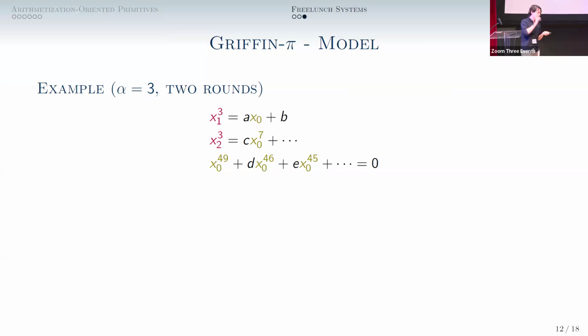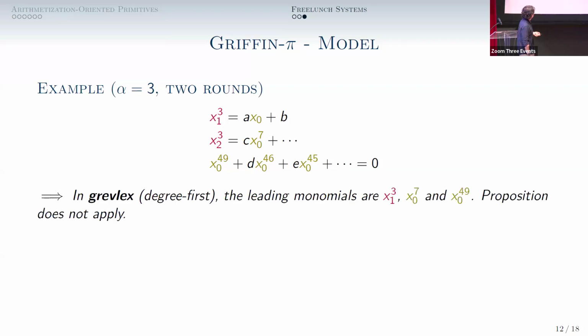Here's an example. So this is Griffin for 2 rounds now. So you have 2 equations that are like x1 cube equals something, x2 cube equals something, and then the last equation, which is x0 to the something equals 0. Now, the idea is if you use Revlex, for example, then the leading monomials are going to be x1 cube, and then something in x0 and something in x0. So you cannot apply the proposition, right?